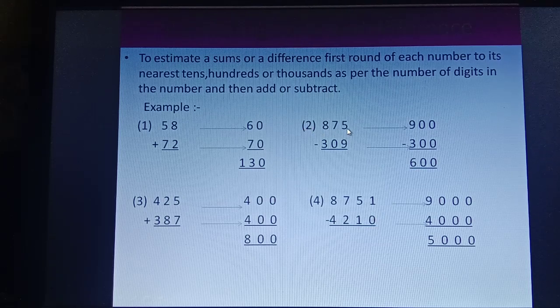Here there is 875 minus 309. Again, estimate the numbers up to the 100 place first. 875 will be 900, and 309 will be estimated to the 100 place, so 300. So 900 minus 300 is equal to 600. In the third also we will first estimate up to the 100 place, and then we will add. And in the fourth question again we will estimate up to the 1000 place, then we will add.